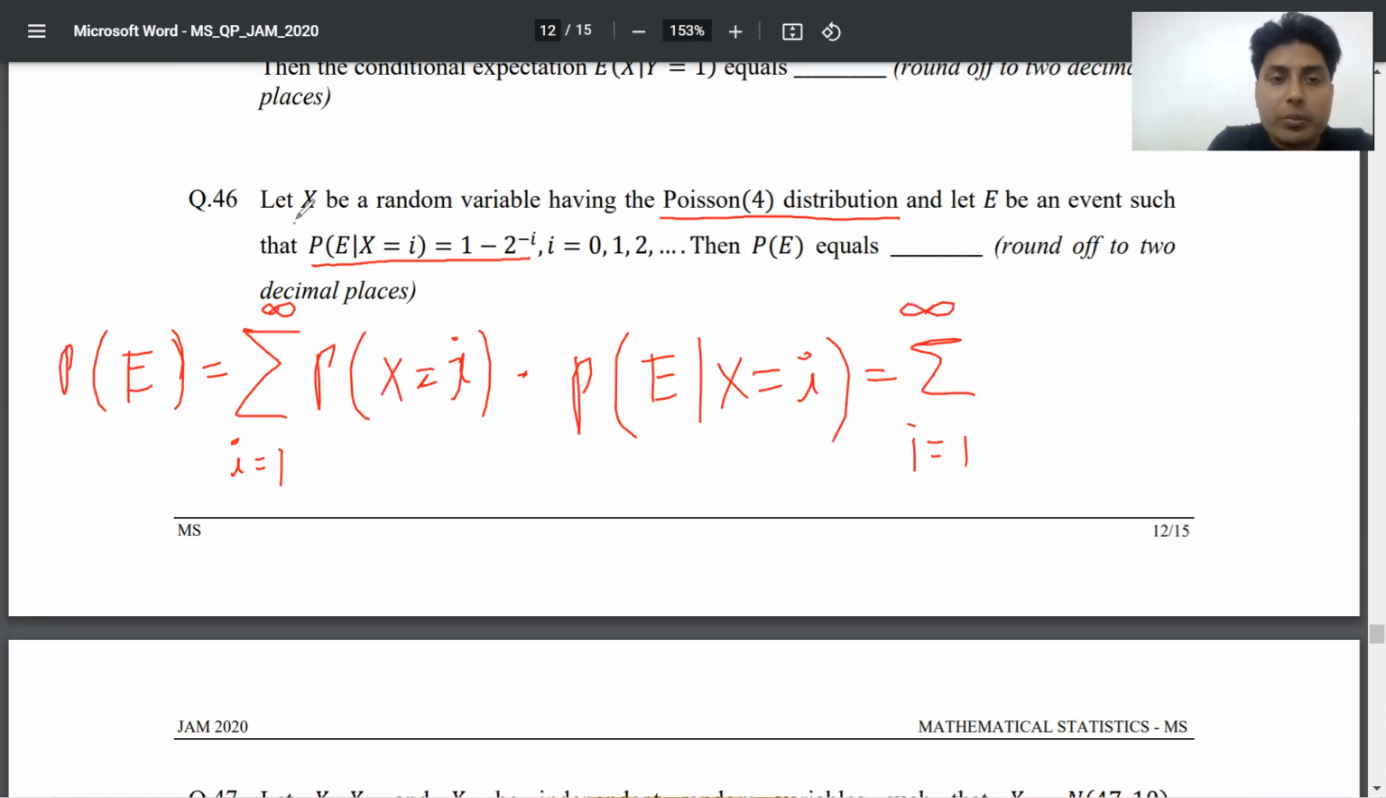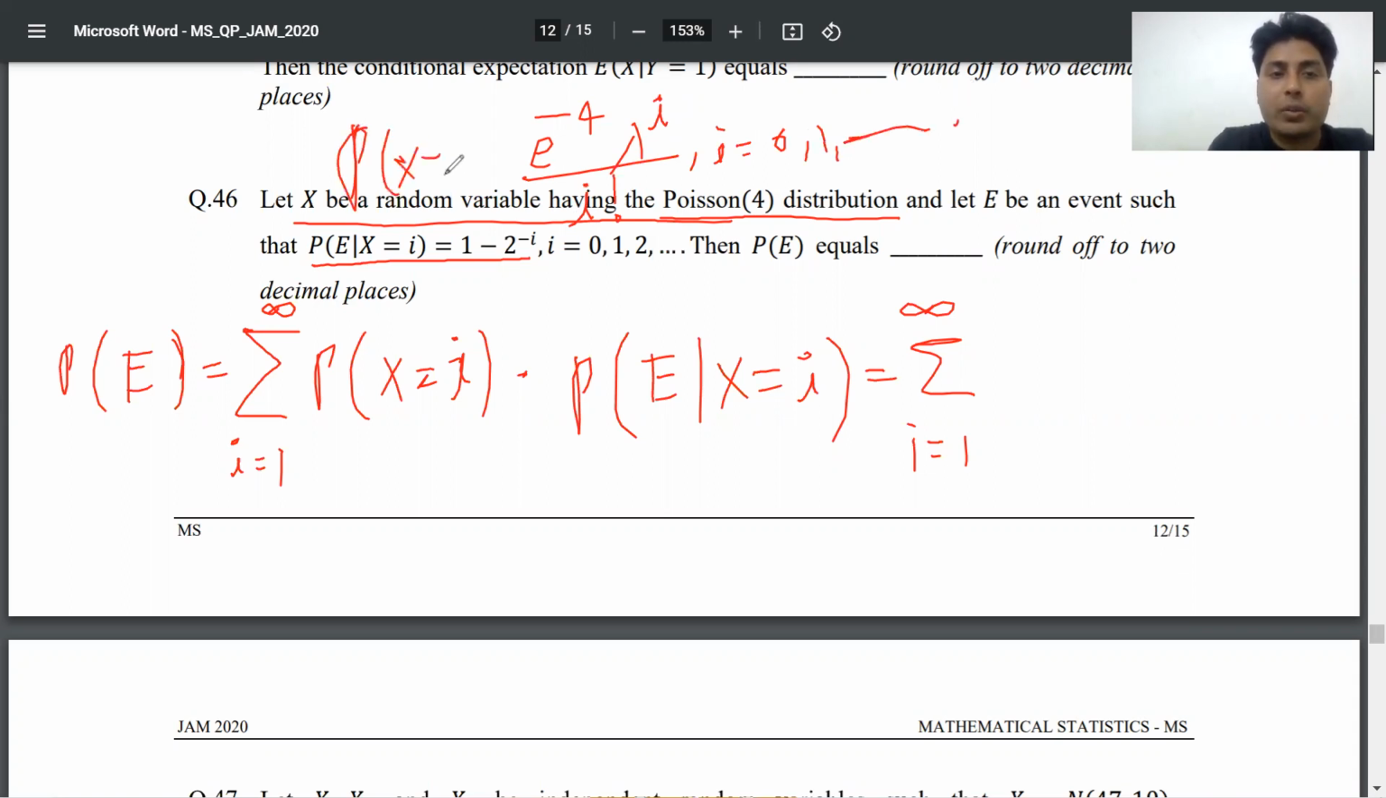The probability X equal to i is what? X was a random variable, Poisson 4. So e raised to the power minus lambda. The PMF for Poisson is e raised to the power minus lambda, lambda raised to the power i upon i factorial, with i from 0, 1 up to infinity. So this is the probability that X is equal to i.